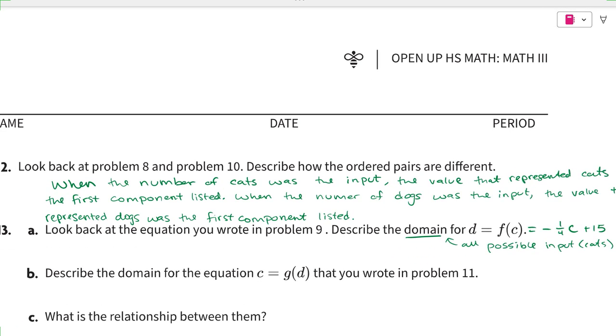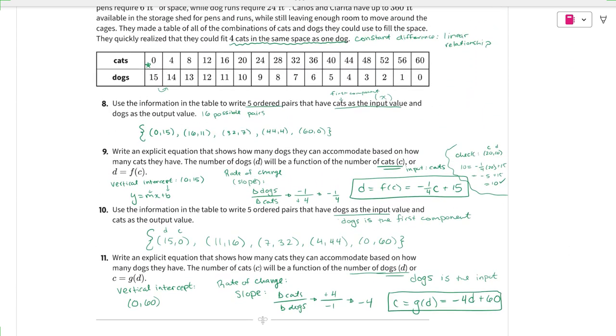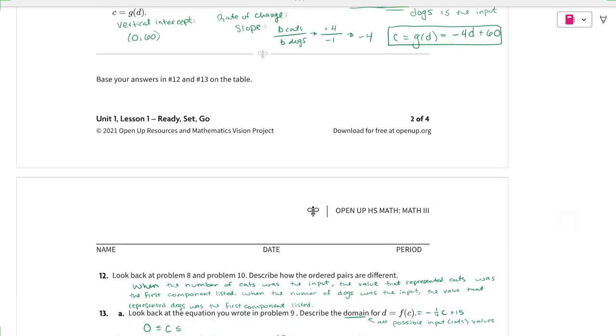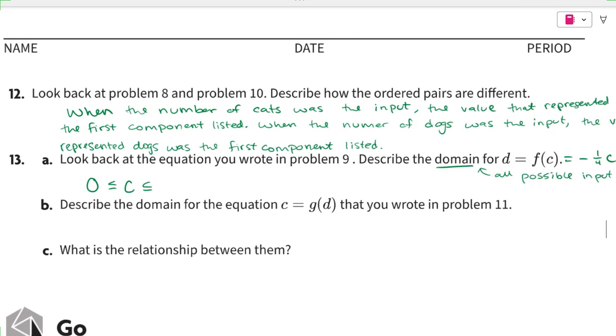Now, there's lots of ways you can write domain. We could have 0 cats. Of course, we can always have 0 cats. And then the most number of cats we could have was actually 60. If we look at our table, we see that it goes up to 60 possible cats before we run out of space. So the equation itself, if I only had the equation, I would say it's negative infinity to infinity, all real numbers, because it's linear. So theoretically, linear equations go on and on and on. But ours has some restrictions because of the size of the pen. So we can only have up to 60 cats.